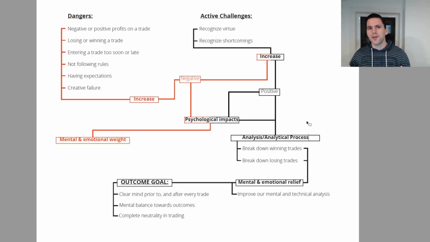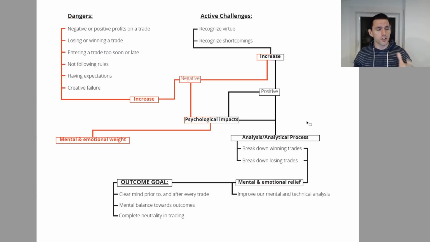When you have creative failure, see it as an action to improve yourself, right? See it as a request to break down your chart and see where you were wrong. Don't take it as the emotional and mental weight that it creates. Don't take it as, I'm not good at this, I can't do this, I'm not meant for this.